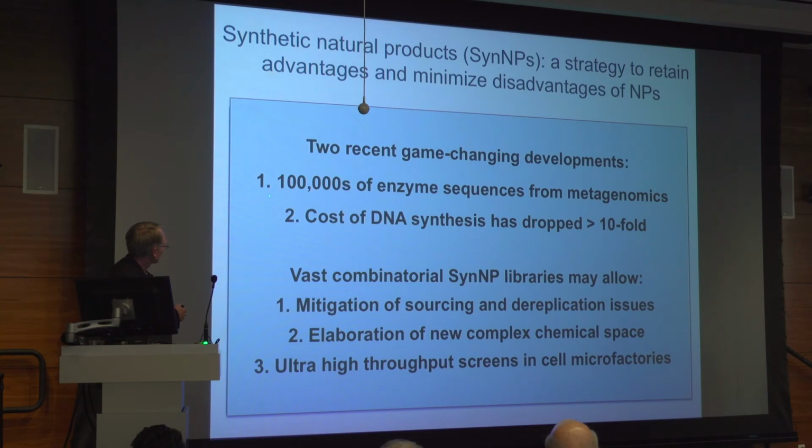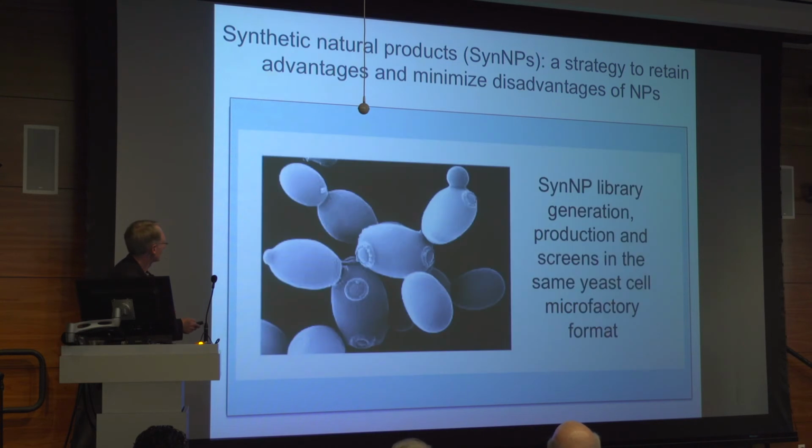The game-changing development is that now there are hundreds of such enzymes. They don't exist as physical entities, but we can synthesize them. The reason we can synthesize them is that the cost of DNA synthesis is now down to around 8 or 9 cents a base, at least for academic labs. So it's feasible to think about making many of these and putting them together in non-natural combinations.